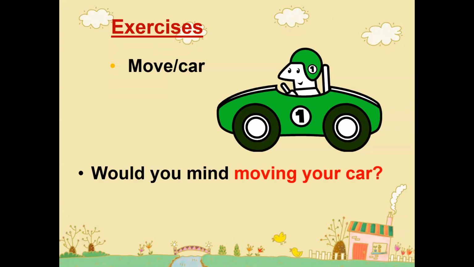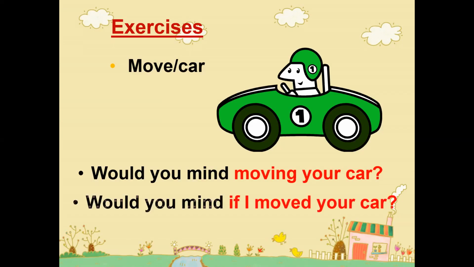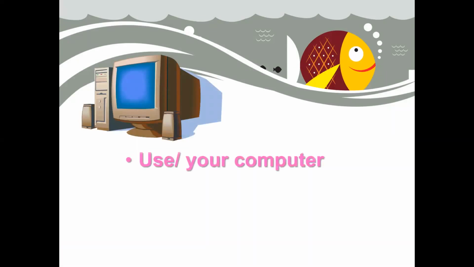Rồi bây giờ chúng ta hãy viết với cấu trúc would you mind if. Bạn hãy nhớ would you mind if cộng chủ ngữ cộng động từ ở dạng quá khứ. Đúng rồi, câu của chúng ta là would you mind if I moved your car? Dịch ra tiếng Việt sẽ có nghĩa là bạn có phiền nếu như tôi dời xe của bạn không? Tương tự như vậy, các bạn sẽ làm cho cô ví dụ tiếp theo.